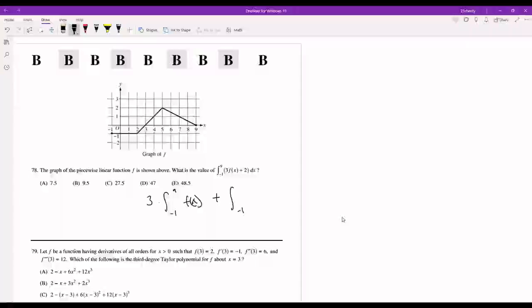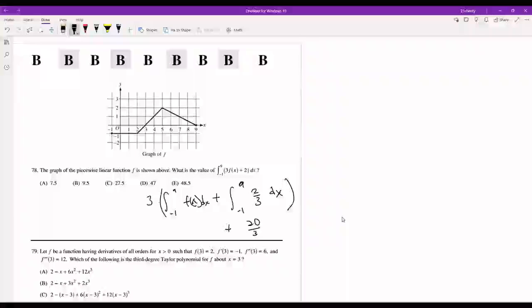Plus this, dx here, dx here. And let me see, is this in parentheses? Let me think about this for a second. Yeah, this should be in parentheses. So now, this part's easy. It's just 10, because this spans 10. So -1 to 9 is 10. 10 times 2 over 3 is 20 over 3.